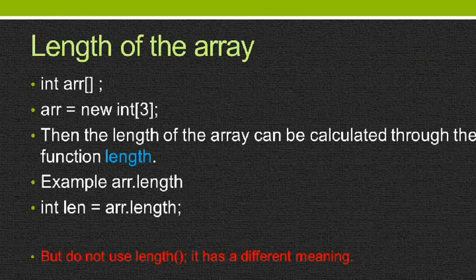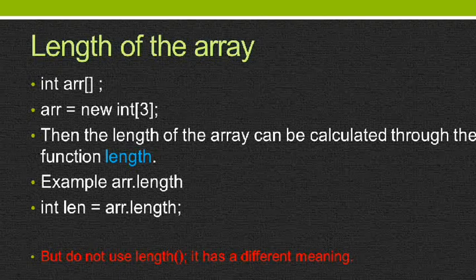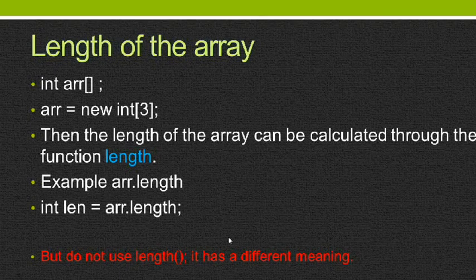Now this is a new one, we have not yet described it in my previous lecture series, that is the length of the array. How do we find the length of the array? Now we have declared an integer typed array, and we have made array equals new int 3, that is an array of 3 integer typed elements. This is the new memory allocation operator.